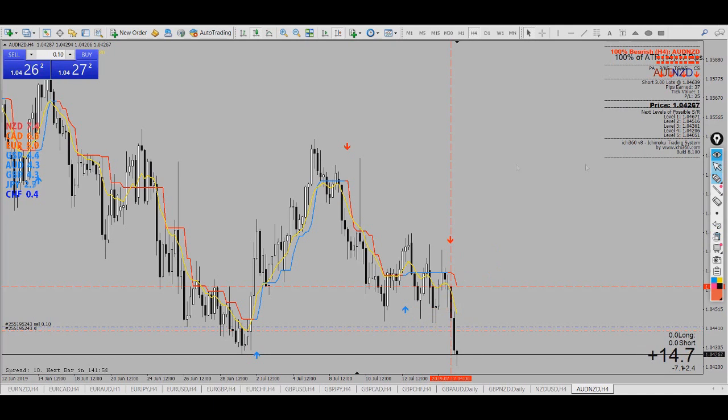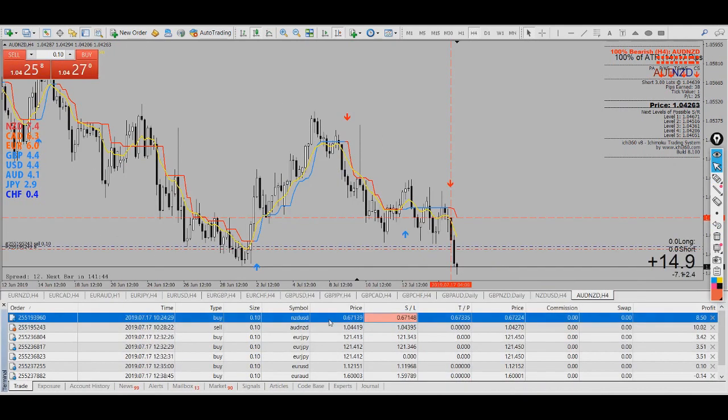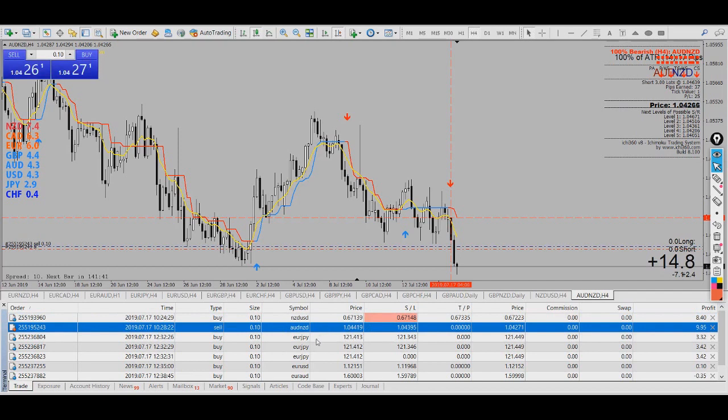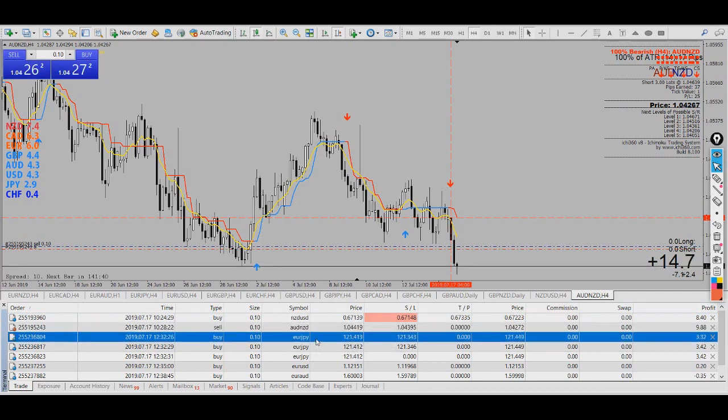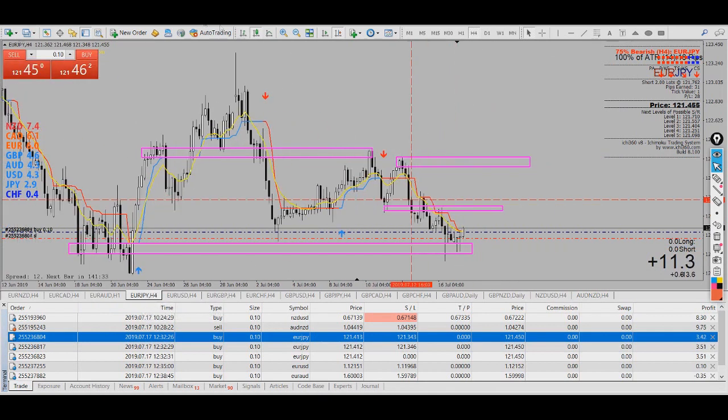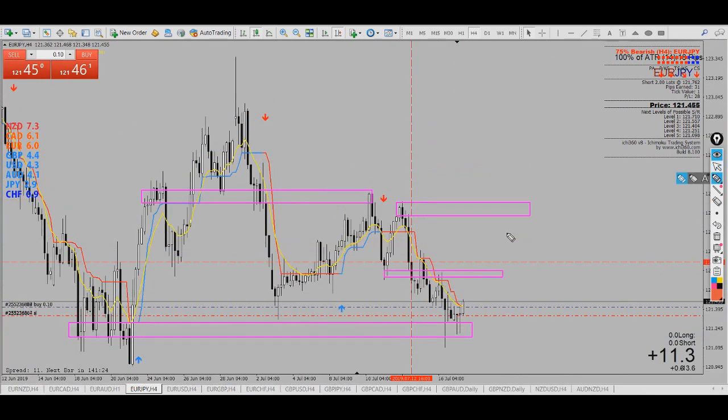Let's move on. I can show you a couple of trades I have. I showed you this one. This one I showed you. Euro J. Let's have a look at Euro J. Euro J is here. Look what's going on here. This is not magic. This is a trading setup. If you don't have any trading strategy, you cannot win the market. You cannot win any money. Okay? You cannot just get in blindly.